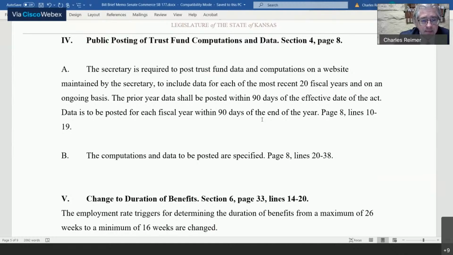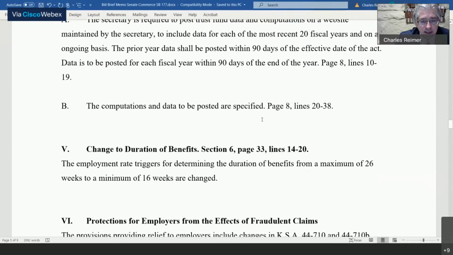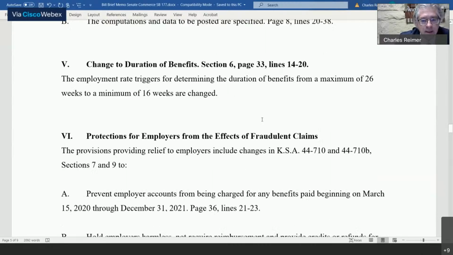We have a provision that pertains to the public posting of trust fund computations and data at section 4, page 8 of the bill. This provides that the secretary is required to post trust fund information, computations on the secretary's website. And that is to include data for each of the most recent 20 years and on an ongoing basis. And there are timeframes within which that information is to be posted. And also the information that is to be posted is specified at page 8, lines 20 to 38 of the bill.